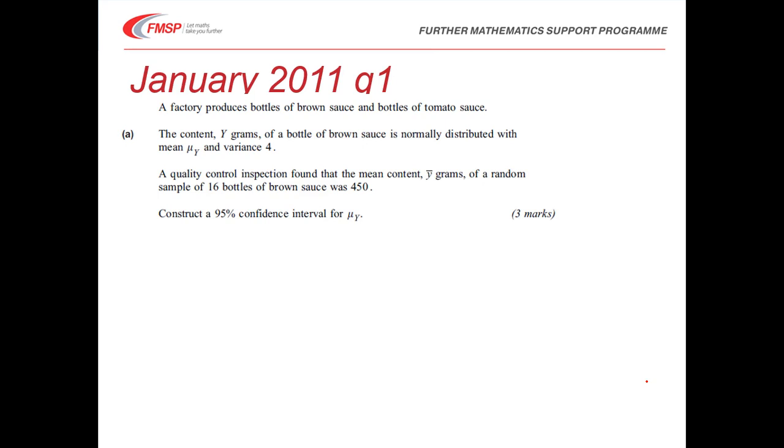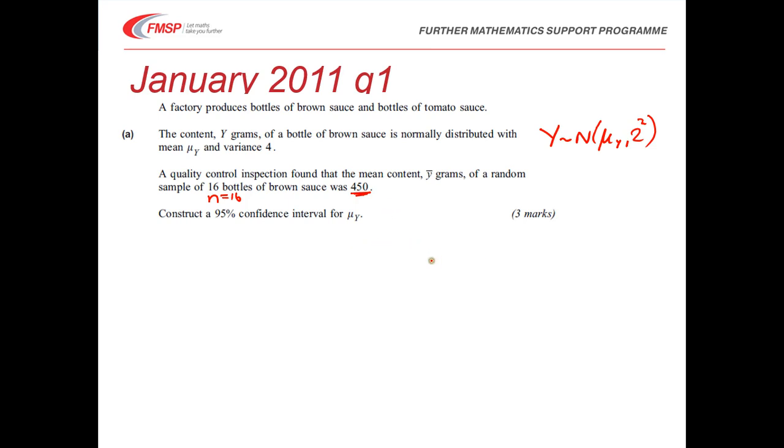A factory produces bottles of brown sauce and bottles of tomato sauce. The content Y is normally distributed with a mean of mu y and a variance of 4, so I'm writing that as 2 squared. A quality control inspection found that the mean contents, Y bar, of a random sample of 16 bottles was 450 grams. We're asked to construct a 95% confidence interval.